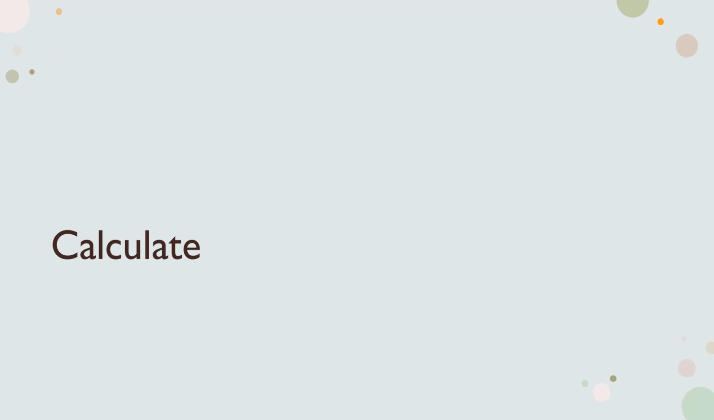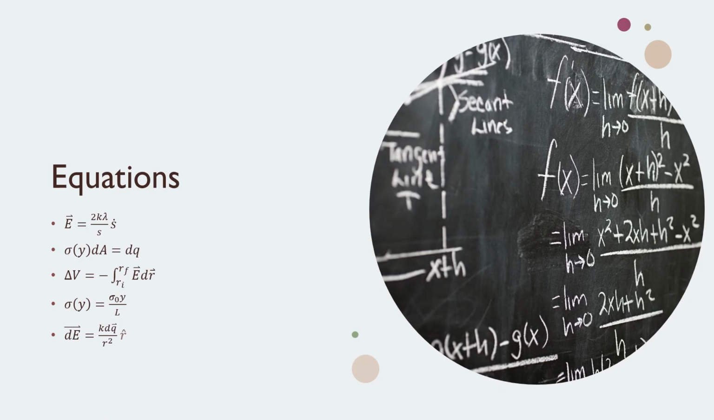In this part of our video, we'll be talking about how we did our calculations to solve for the electric field and the electric potential. These are some of the equations we used. The first one we used was our electric field equation, which is 2k lambda over s squared, s hat.